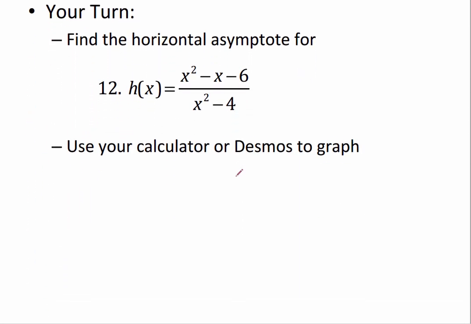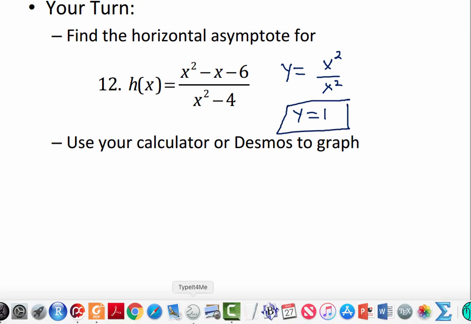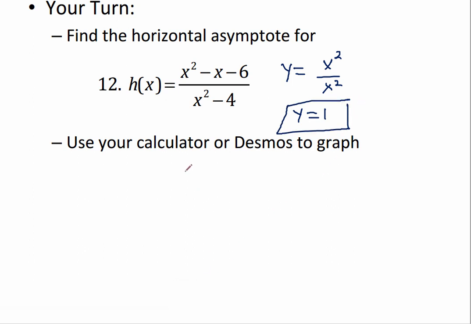Let's find the horizontal asymptote of the following function here. Again, we find the leading terms. y equals x squared over x squared, and that gives me back y is equal to 1. So the equation of the horizontal asymptote is at y equals 1. Again, get out your calculator or Desmos and graph that, and make sure that you see that the horizontal asymptote is at y equals 1.